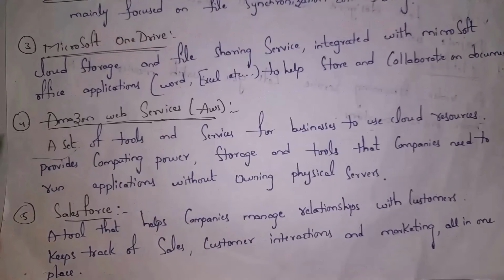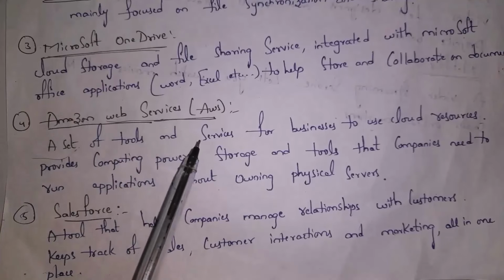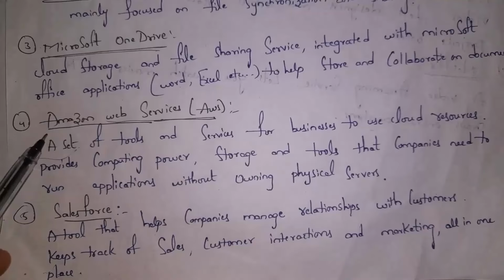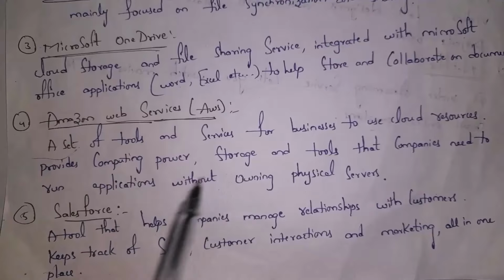Shortly we call it AWS. AWS provides a set of tools and services for businesses to use cloud resources. Guys, many software companies use AWS in order to use cloud resources like networks, servers, storage, etc. It provides computing power, storage and tools that a company needs in order to run applications without owning physical servers.